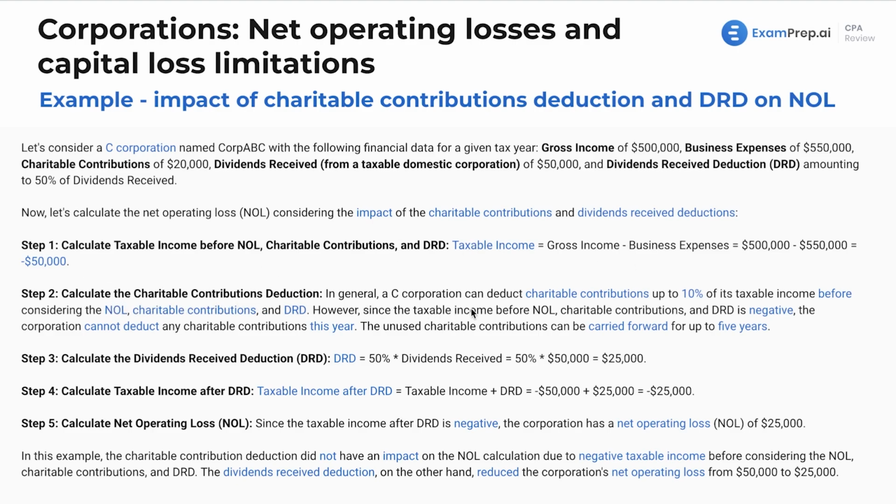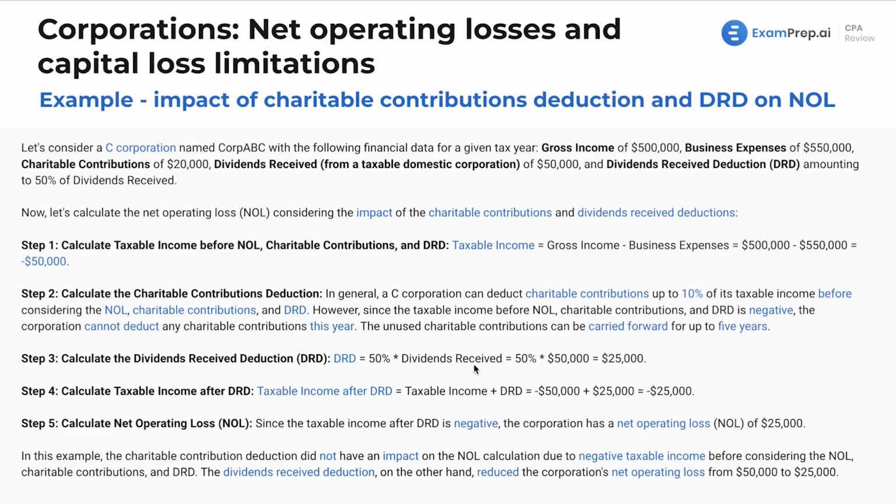Now, in general, a C Corp, as we've seen, can deduct charitable contributions up to 10% of its taxable income before considering the NOL, charitable contributions, and DRD. However, since the taxable income before this is negative, the corporation cannot deduct any charitable contributions this year. The unused amount can be carried forward up to 5 years.